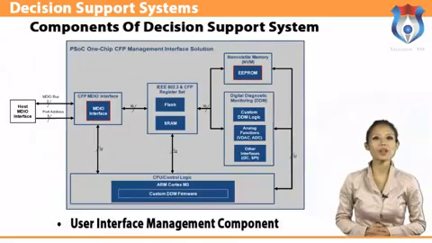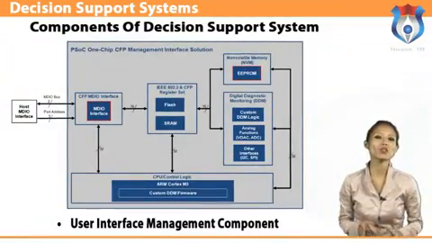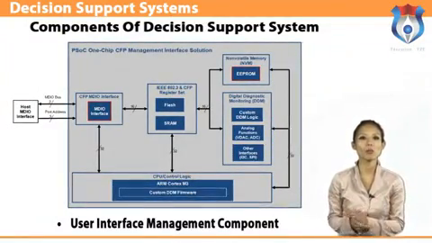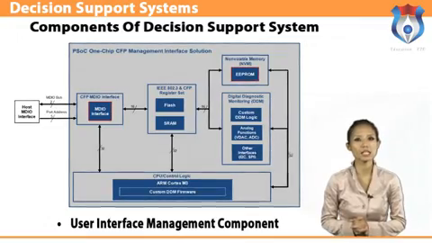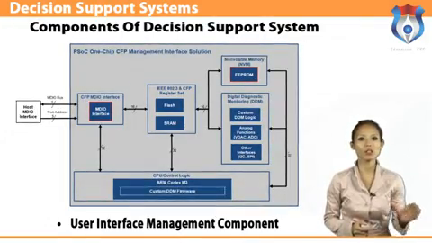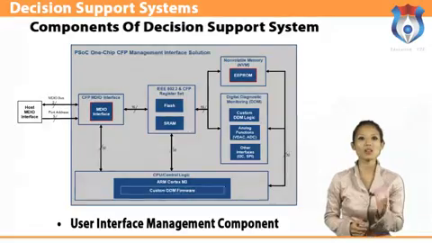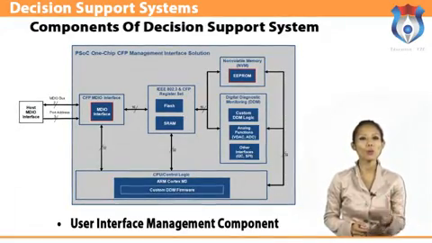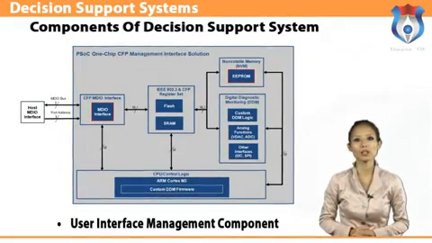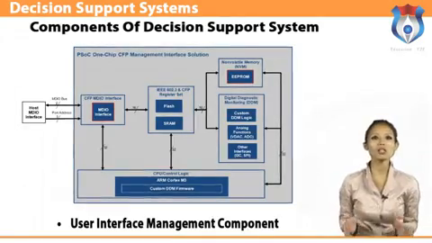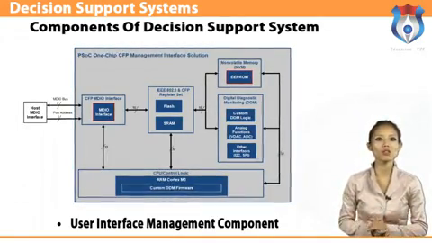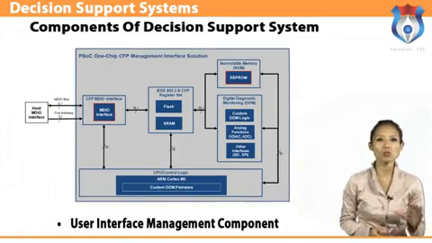The user interface management component allows us to communicate with the decision support system. It consists of the user interface management system. This is the component that allows us to combine our know-how with the storage and processing capabilities of the computer. To accomplish these goals, it uses a decision support system which performs three tasks.